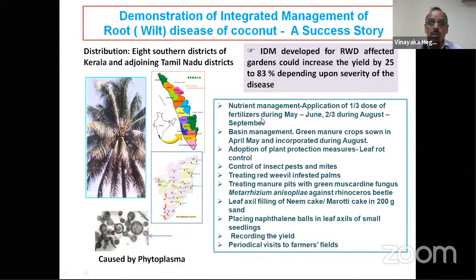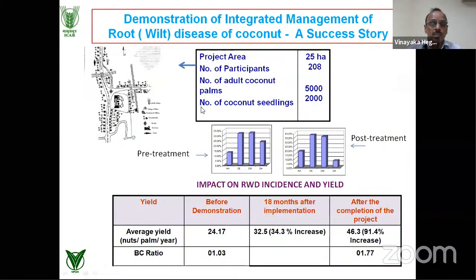So we have nutrient as well as basin management. These details are available on our website as well as in our app, and we will be able to give you details. We are demonstrating these things as of now. This has already been demonstrated, and we are trying to improve upon it with other molecular approaches, to see whether we can attempt to manage the disease.